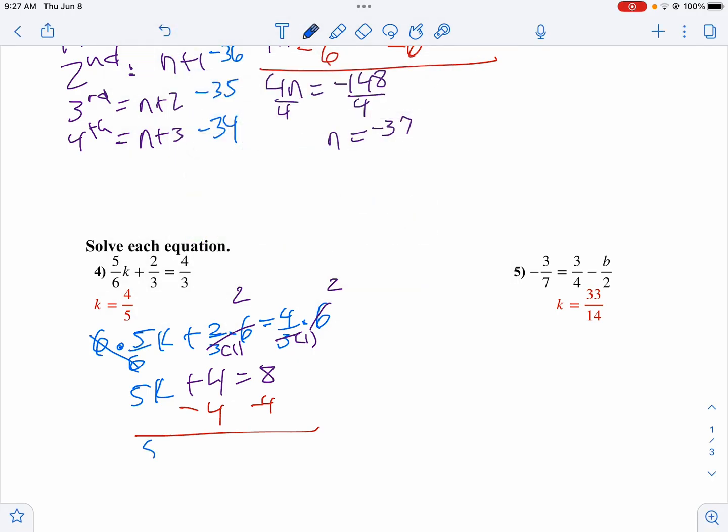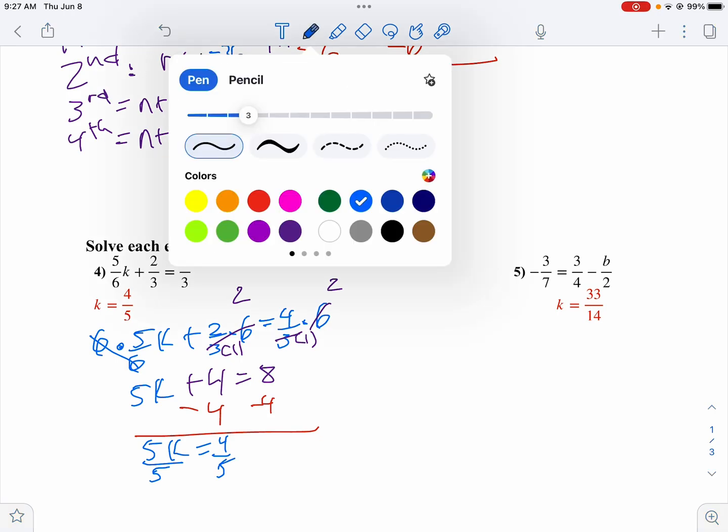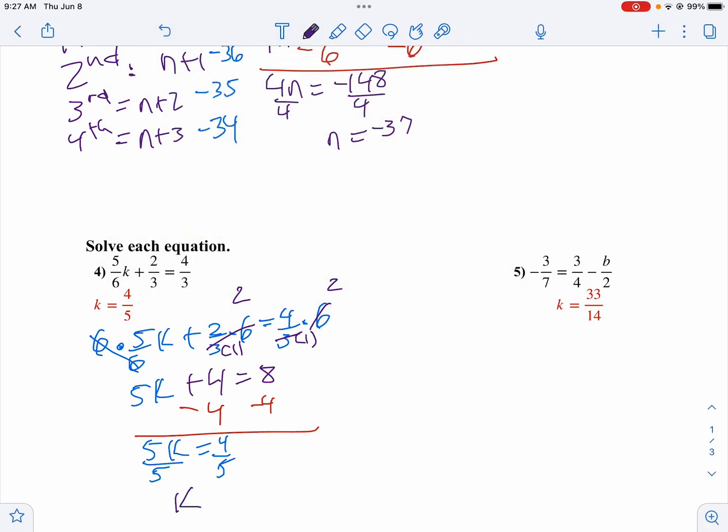So we get 5k equals 4. Divide both sides by 5. I wrote 4, but I meant 5. And you get the answer that I told you in the beginning. K equals 4/5.